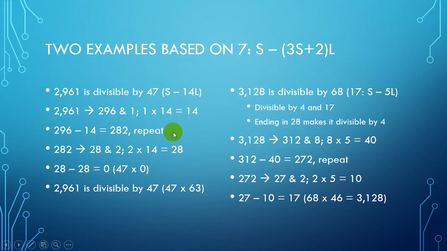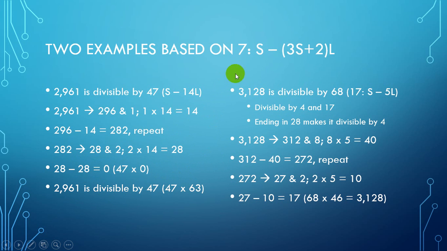And let's repeat that. 282 then breaks apart into 28 and 2. And again, you take this leaf, 2, you multiply it by 14, which gives you 28, and you subtract that from 28, and guess what? You get 0, which is, of course, 47 times 0. So, therefore, 2,961 is divisible by 47, 63 times.